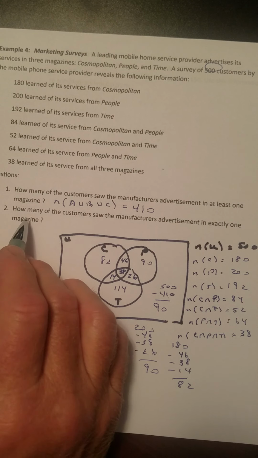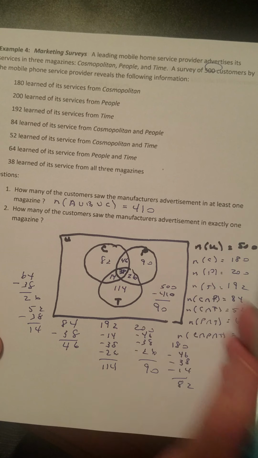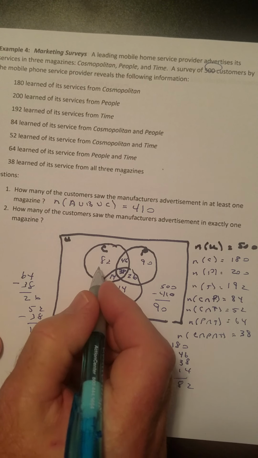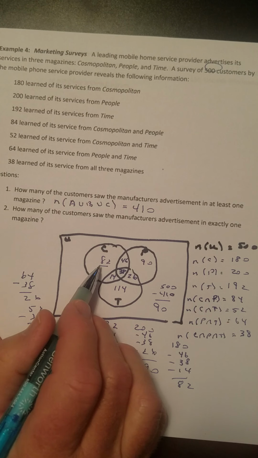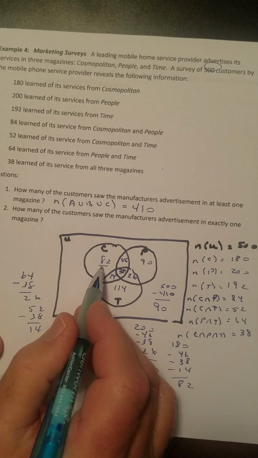Number two says, how many of the customers saw the manufactured advertisement in exactly one of the magazines? Well, look at your diagram and see if you can figure it out. This number right here, what does that 82 mean? That means 82 people saw it in Cosmopolitan. Not People, not Time, only Cosmopolitan.